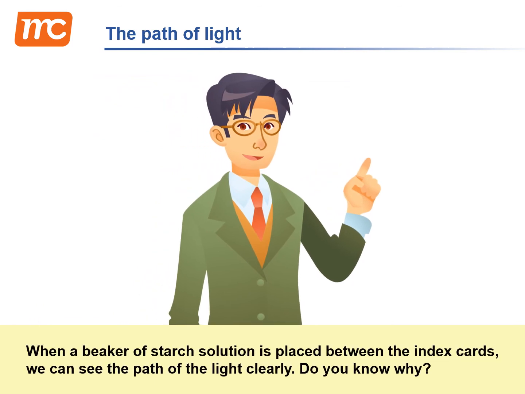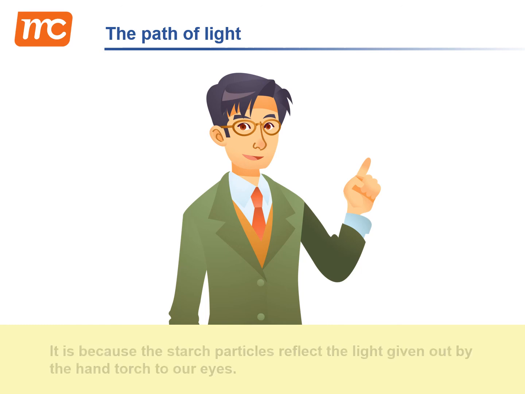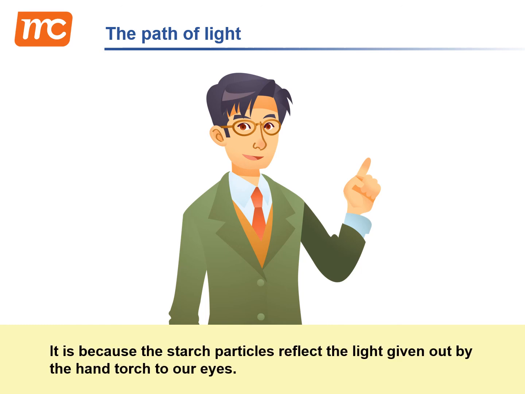When a beaker of starch solution is placed between the index cards, we can see the path of the light clearly. Do you know why? It is because the starch particles reflect the light given out by the hand torch to our eyes.